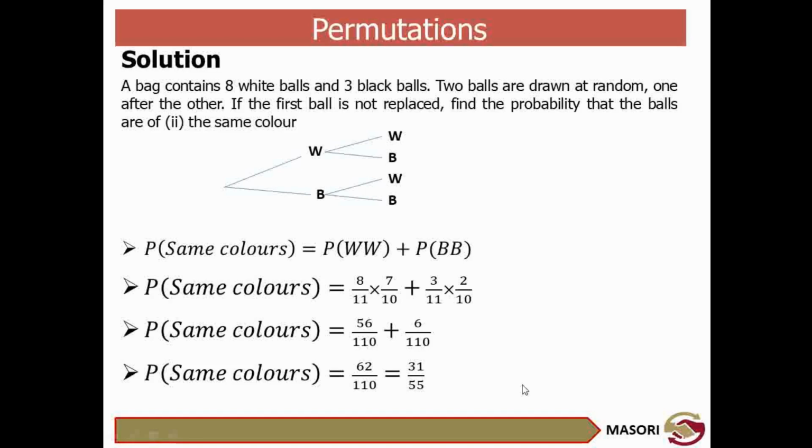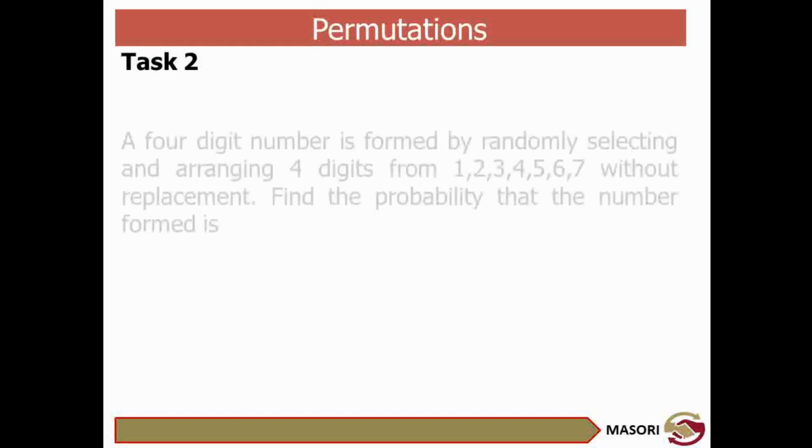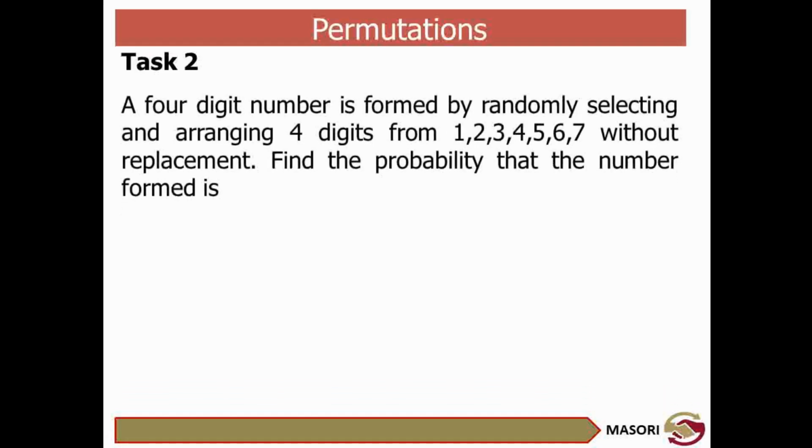Okay, let's look at task number 2. The second task we have is that a 4-digit number is formed by randomly selecting and arranging 4 digits from the numbers 1, 2, 3, 4, 5, 6, and 7 without replacement. Find the probability that the number formed is 1, even, and 2, over 3,000.